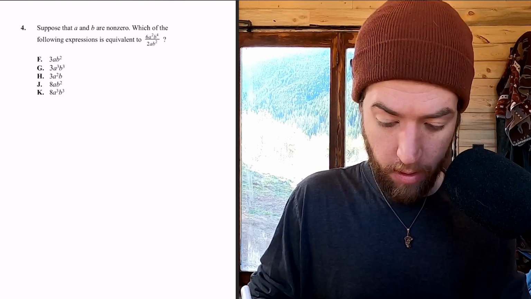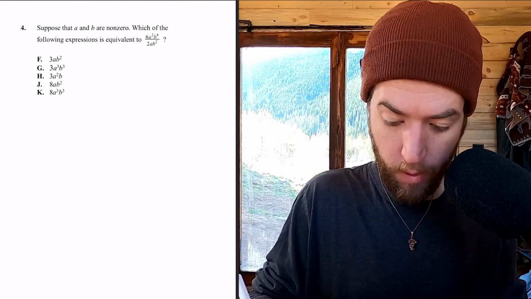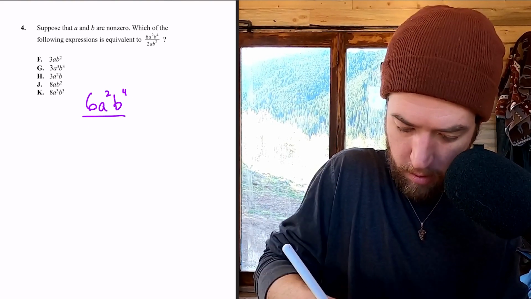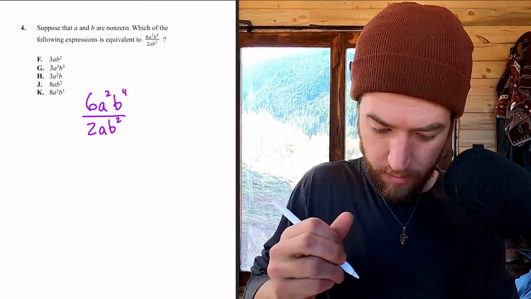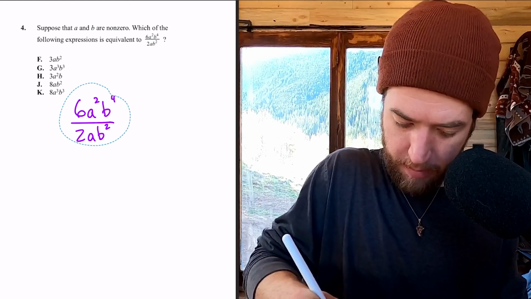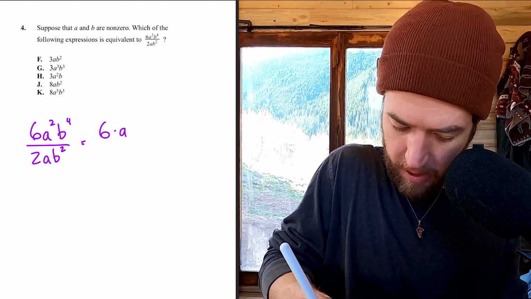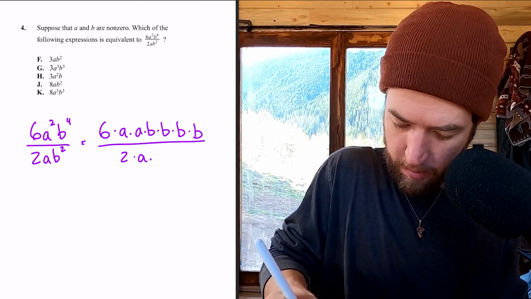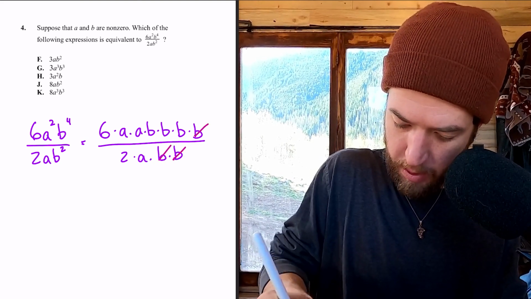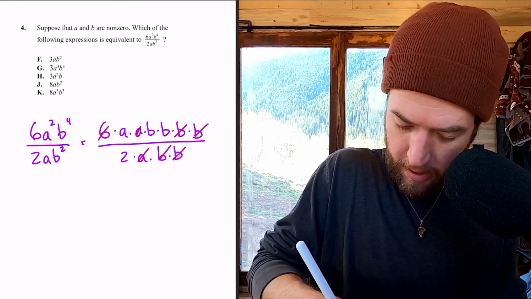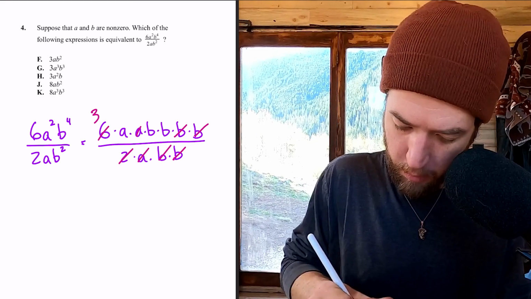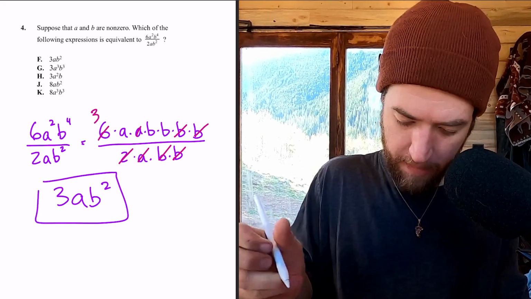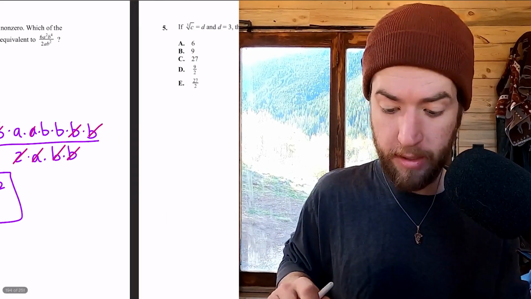All right, suppose that A and B are non-zero. Which of the following expressions is equivalent to 6A squared B to the fourth over 2AB squared? Well, I'm just going to write this out in its expanded form for learning's sake. So 6 times A times A times B 4 times, and then over 2 times A times B twice. So we're going to cancel a couple of those B's, one of the A's, and then the 6 goes to a 3, and we cancel the 2, and we are left with AB squared. Oh, sorry, the 3. Let's not forget the 3. 3AB squared. Letter F. On to the next.